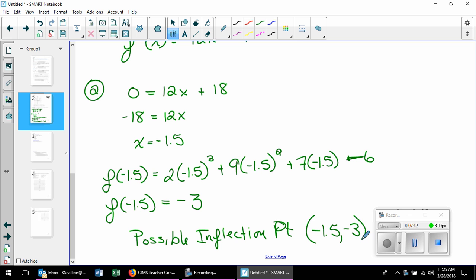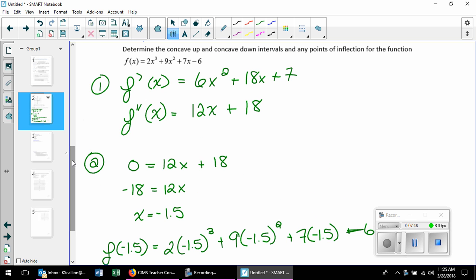Okay. So step 3, nice and easy. This one, remember why. What's going to be my critical point on my number line? Negative 1.5. So a value less than negative 1.5, I'll pick negative 2. What's a value greater than 1.5? 0.